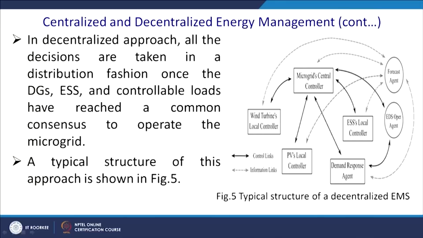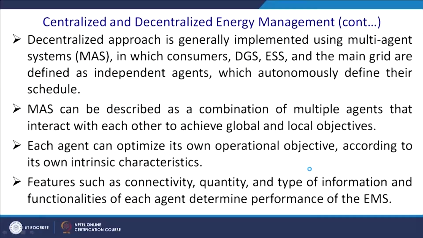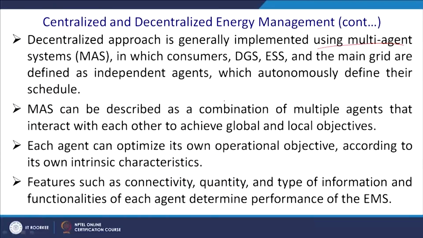And this is the typical structure of it. This is a microgrid controller, and they generally communicate with the wind turbine, but once they get into the consensus, they take their own decision to operate inside it. So, that is the way it operates. And the decentralized approach is generally implemented using the multi-agent system which I have discussed in the previous class, in which consumers, distributed generation, ESS, and the main grid are defined as independent agents, and they take their own decisions and autonomously define their schedule.